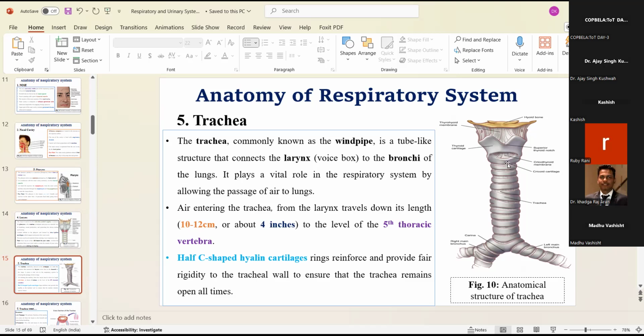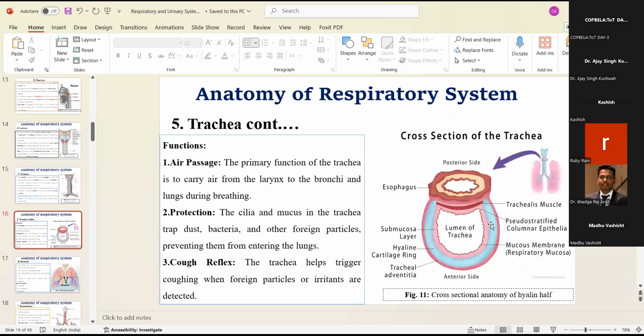If you are talking about the length of the trachea, it is around 12 centimeters long, and it is present at the fifth thoracic vertebra. The trachea consists of C-shaped hyaline cartilage rings. The function of this cartilage is to provide rigidity to the trachea so that it can remain open at all times, and we can take in oxygen and exhale carbon dioxide from the body. So that is the reason.